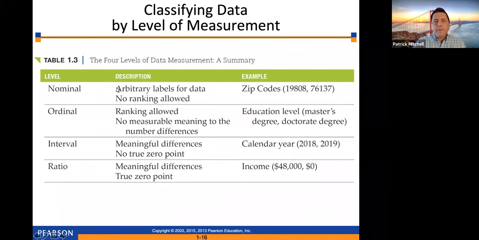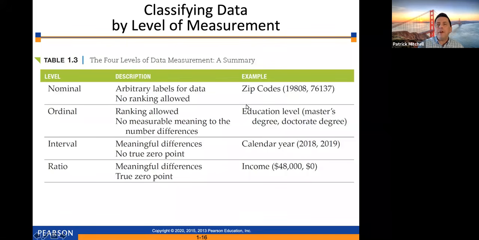Nominal data is arbitrary labels for data with no ranking allowed. All right. So the most interesting thing to do is, first of all, any kind of data that is in words is automatically either nominal or ordinal. It can't be anything other than those two things. However, nominal and ordinal data can be numbers.